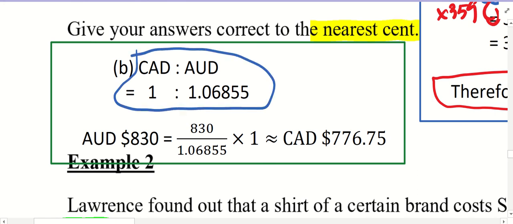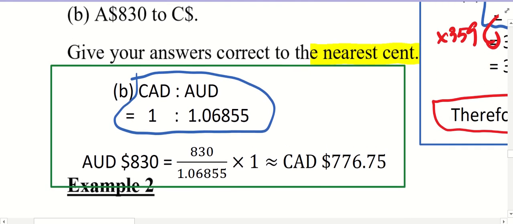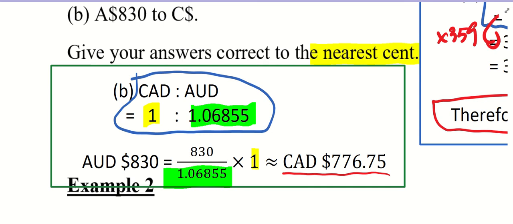Okay, so 830 Aussie dollars is represented by 1.06855 units. So how much Canadian dollars is how much 1 unit represents? Right, so I just take 830 divided by this number of units and multiply by 1. And I round off the final answer to the nearest cent. And I'm done. So this question is very basic. It requires you to convert from one currency to the other by writing down the ratio.